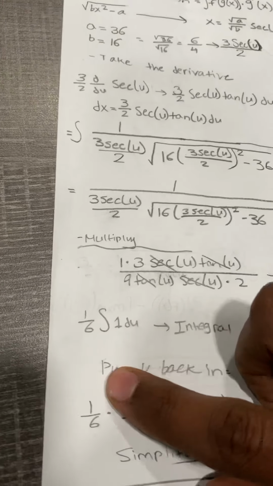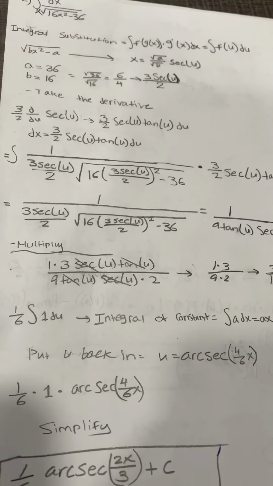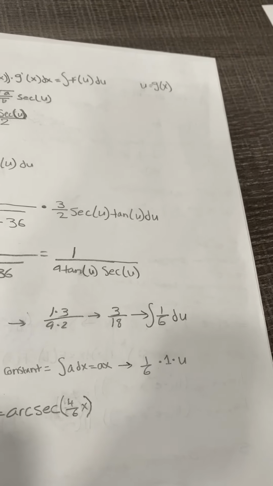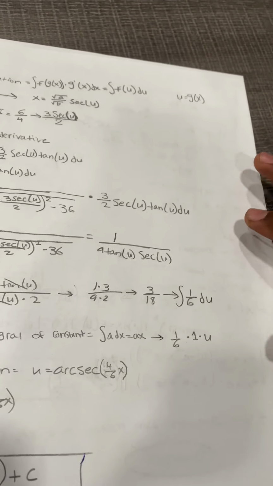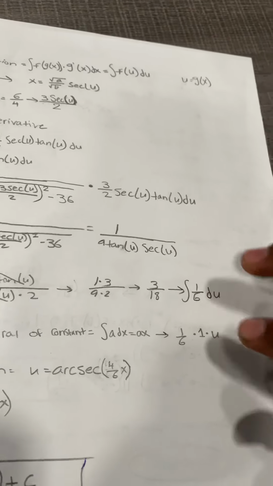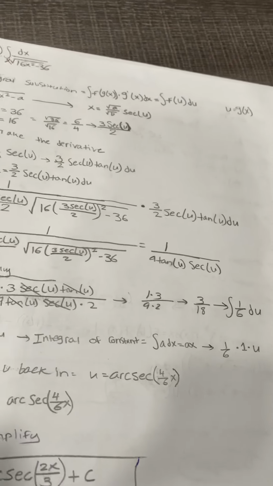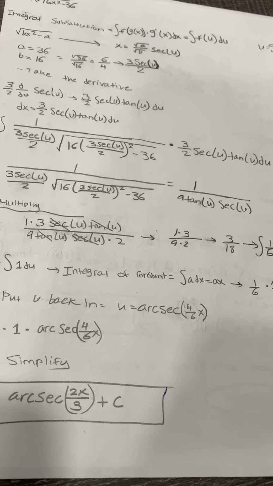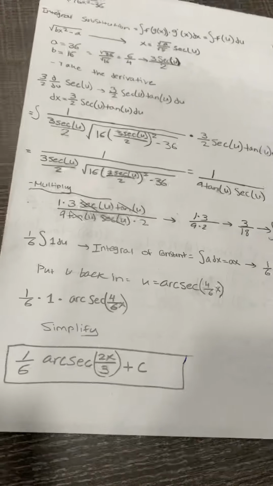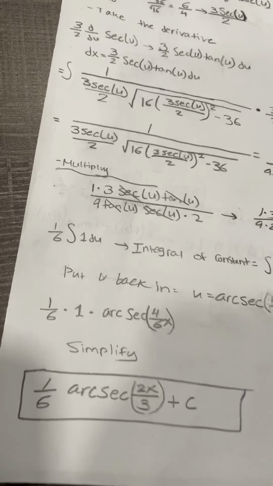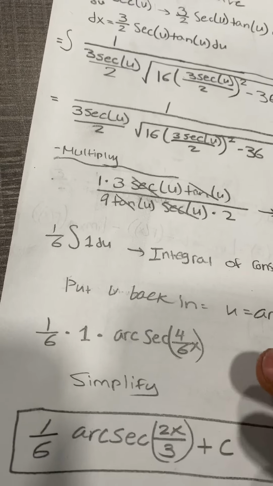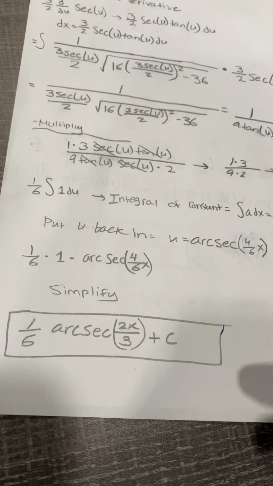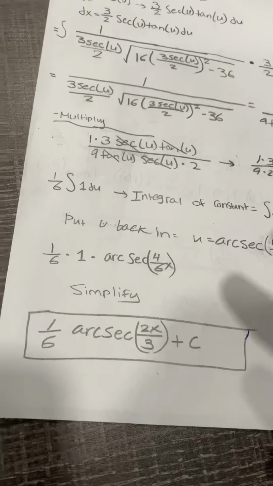So once again, you take out the constant outside the integral. The integral of a constant formula is the integral of a dx equals a times x. So in our case, we would get 1 over 6 times 1 times u. Then once you put the u back in, which is u equals arc secant of 4 over 6 x, you would get 1 over 6 times 1 times arc secant 4 over 6x. The simplified version of that is 1 over 6 arc secant 2x over 3 plus c, which is the constant, and that's our final answer.